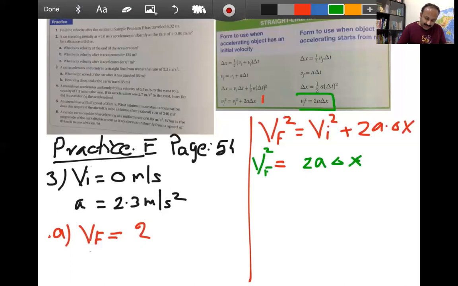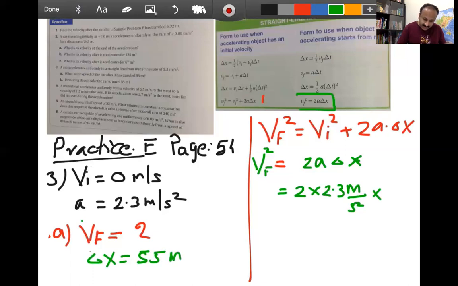Now you may plug in the values. Vf square is equal to 2 times a, which is 2.3 meter per second square, times delta x. Delta x is how far the car has traveled, 55 meters. So that's going to be 2 times 2.3 times 55. That is 253. So this is the value of Vf square.